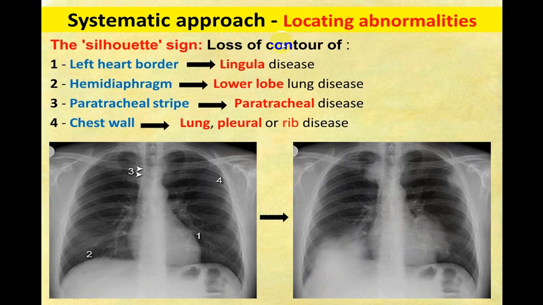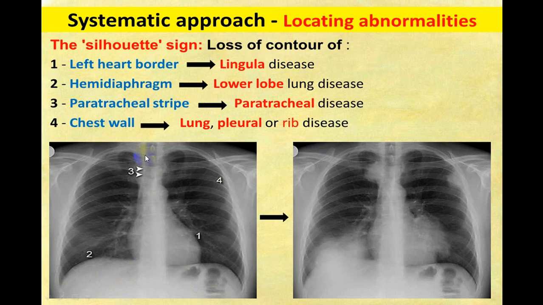So in that particular case, if I want to locate, I should know which structure belongs to which area. Suppose there is anything close to this left border that produces obliteration of it, it is the lingular lobe of the left lung. If it is the hemidiaphragm, then it is a lower lobe. On the right side, right lower lobe; on the left side, left lower lobe.